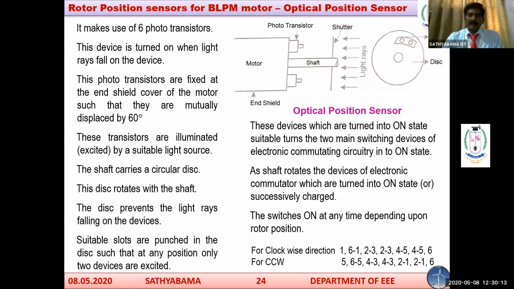As the shaft rotates, the devices of the electronic commutator that are turned on change, with the switches turned on at any time depending upon the rotor position sensor. Here we are giving the status of the switching on state for the phototransistors for clockwise direction rotation as well as for counterclockwise direction.